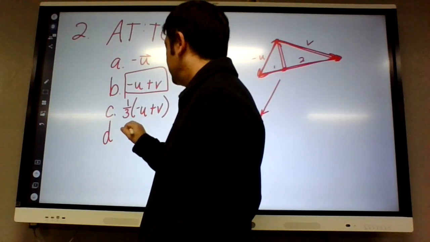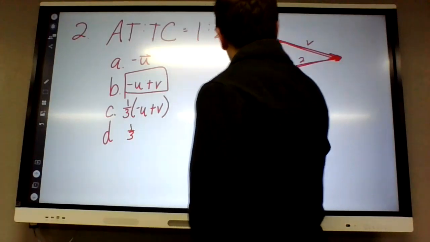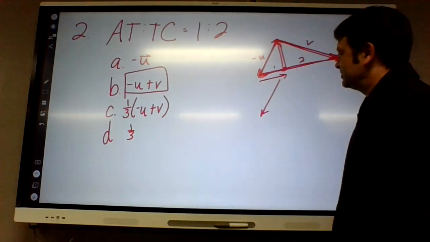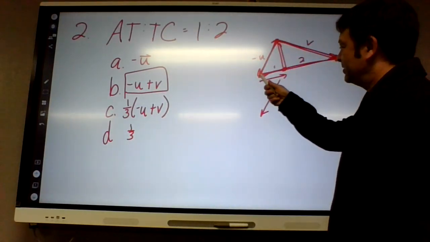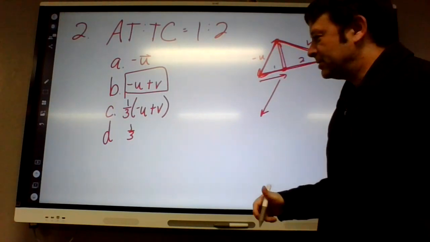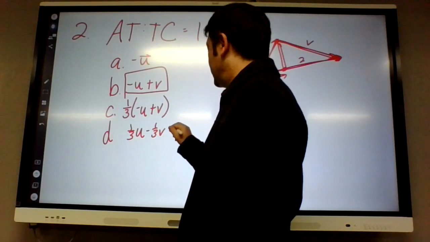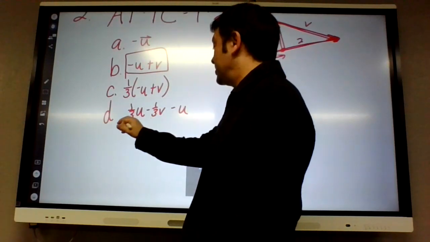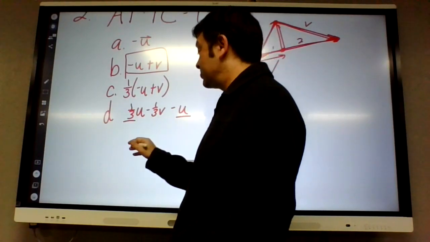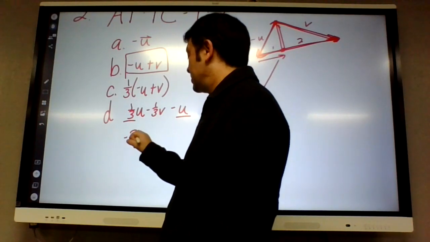I'm going to distribute. The vector we just found was that one. So if we do negative that vector plus negative u, negative that vector looks like that, and minus u looks like that, and then we could put those together. 1/3 minus 1 is negative 2/3.